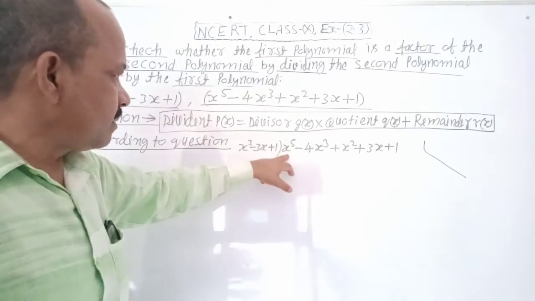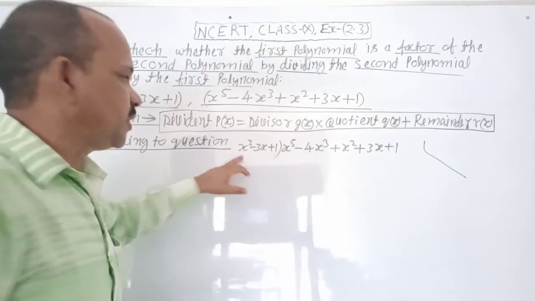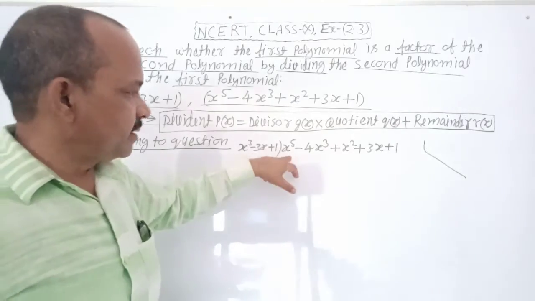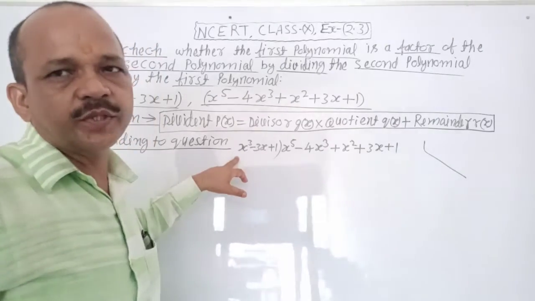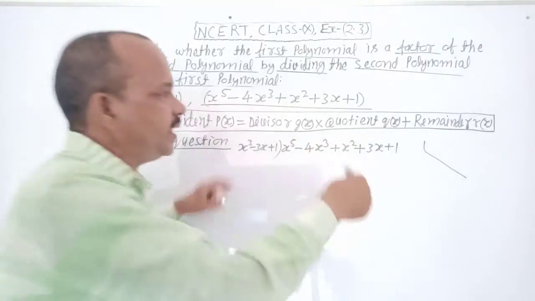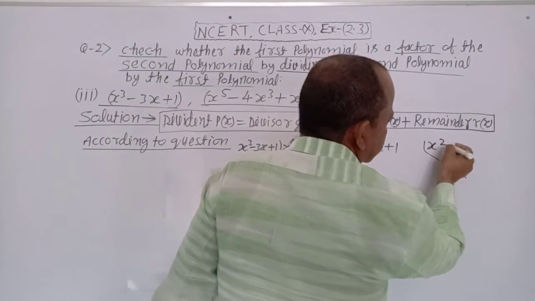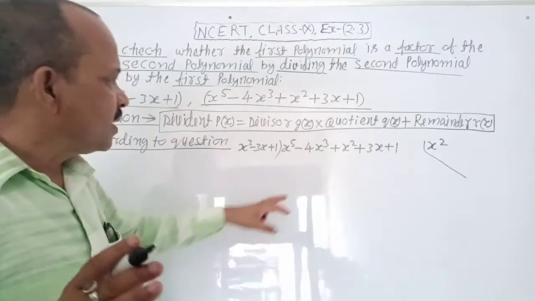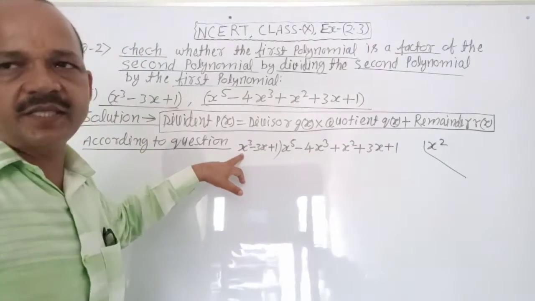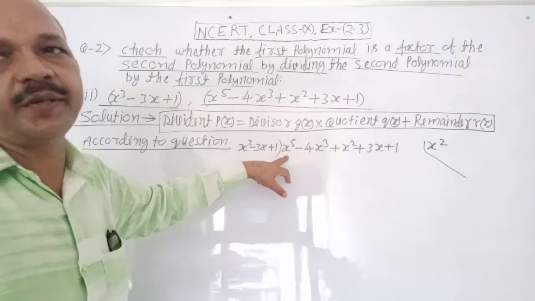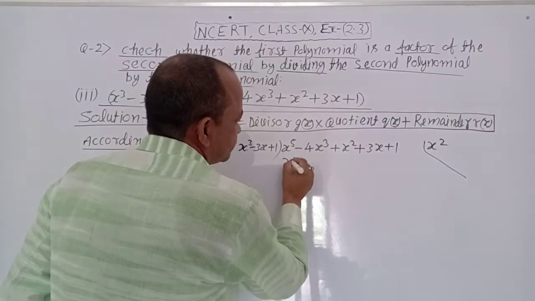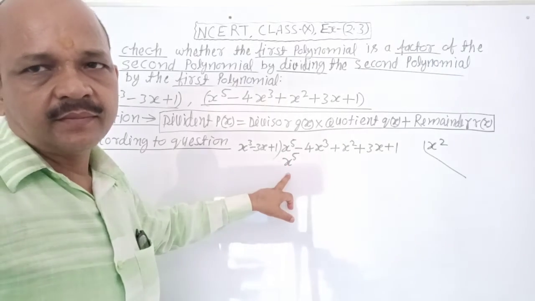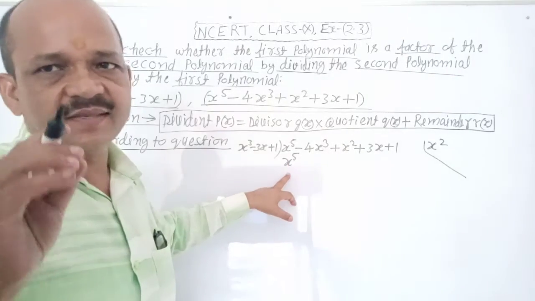Here x power 5, here x cube. You divide x power 5 by x cube. You find x square, so you write here x square. If you multiply x square and x cube, it becomes x power 5, so you write here x power 5. Both are same. It means your process is correct.